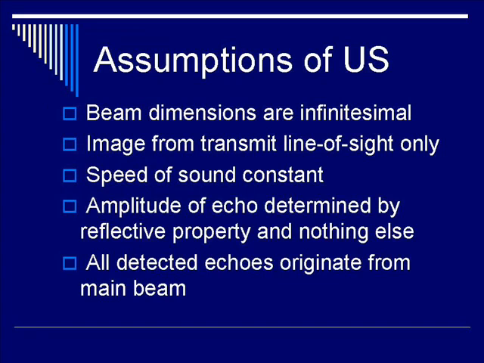Let's go through some of the assumptions of ultrasound scanning. Number one, we assume that beam dimensions are infinitesimal. That is, the x, y, and z directions can be resolved down to very minute dimensions. Two, ultrasound image only comes from the transmit line of sight only. Three, speed of sound is constant. Four, the amplitude of the echo is determined solely by the reflective and intrinsic property of the reflector and nothing else. Finally, that all detected echoes originate from the main beam. As you know, a lot of these are untrue.